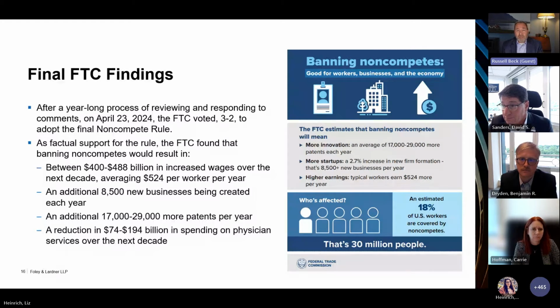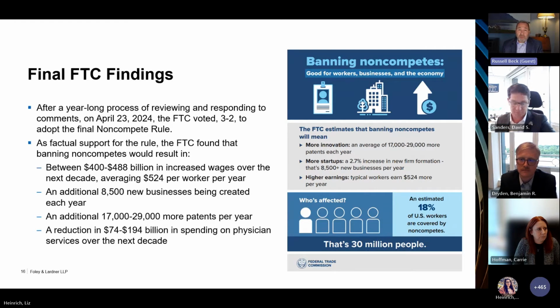The problem is that there's a lot of research on the other side of that actually shows, well, wages may suffer for low-wage workers, but not necessarily for physicians or executives or others. That was primarily dismissed by the FTC. There was a lot of research that also suggests that innovation increased, dismissed by the FTC.